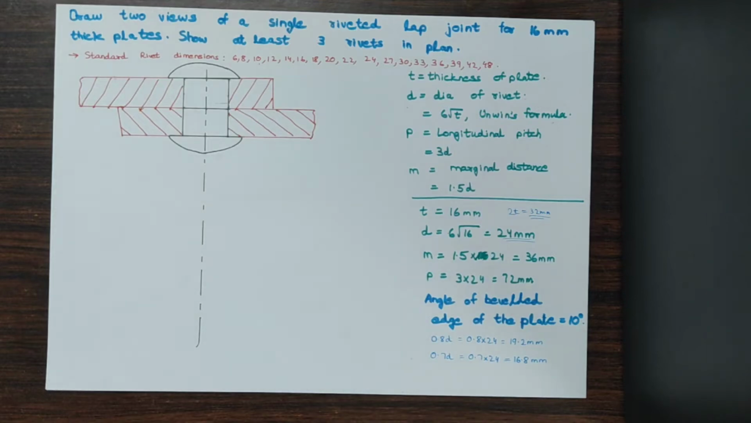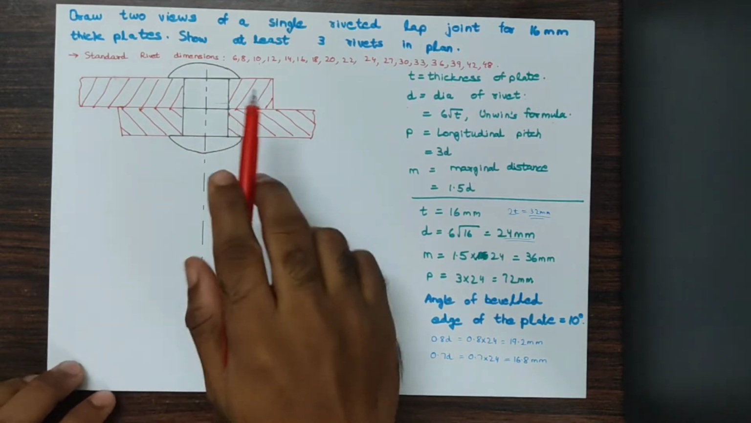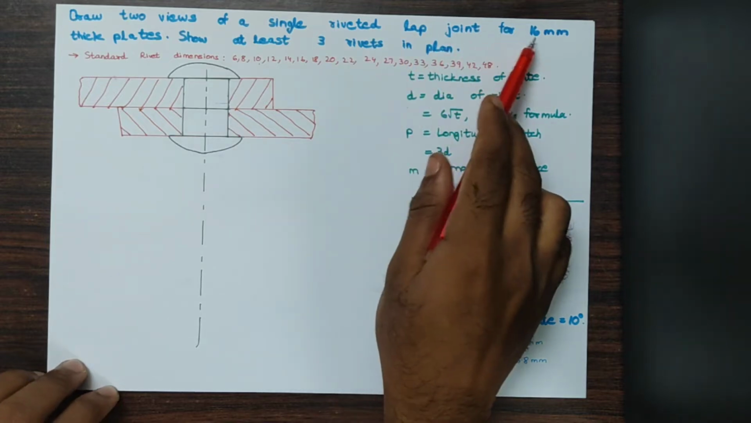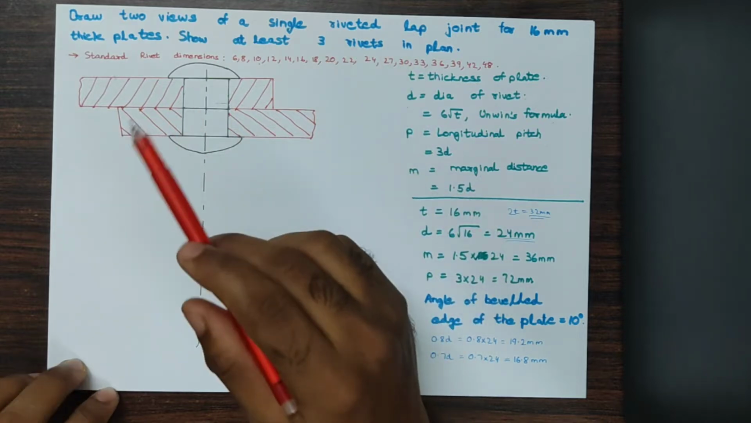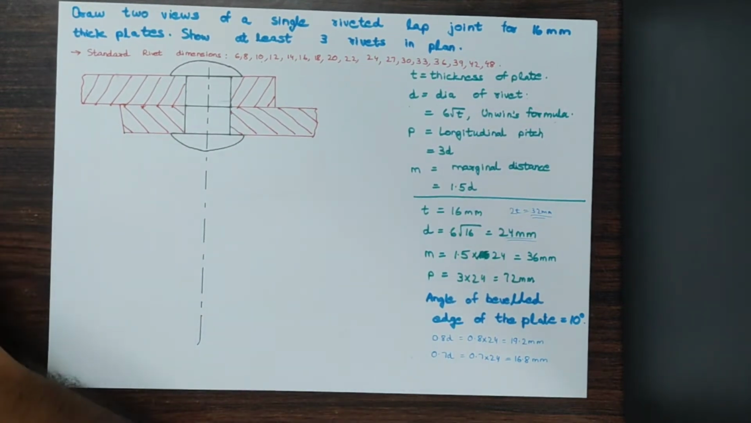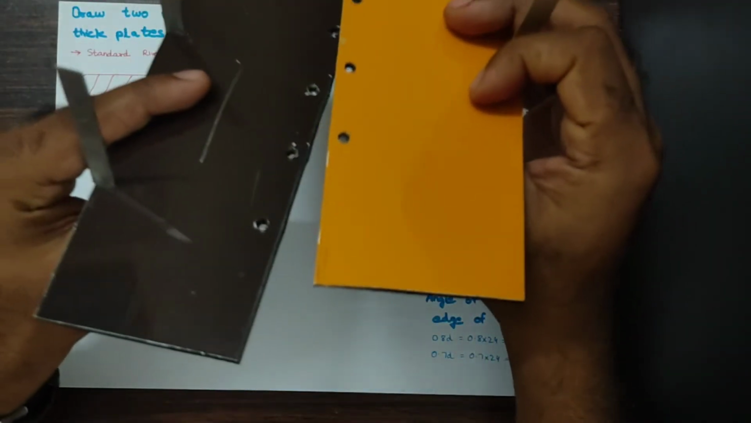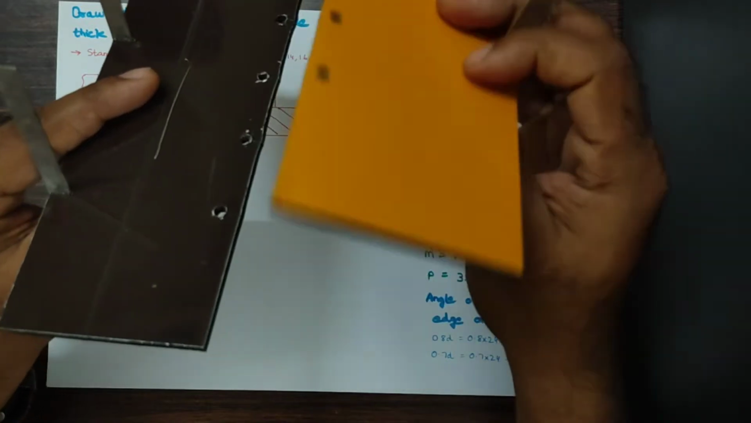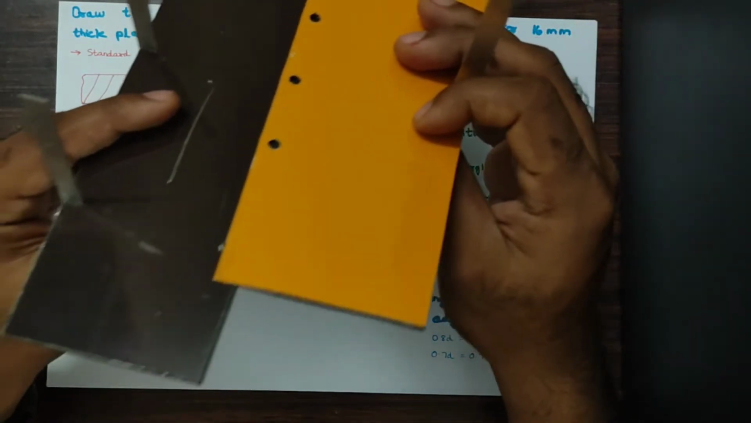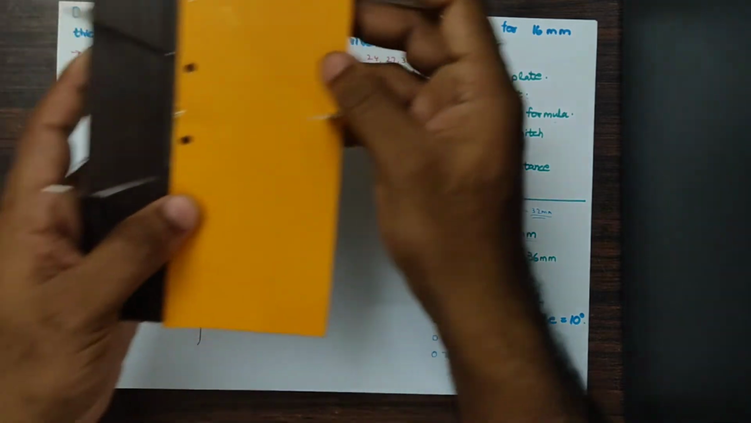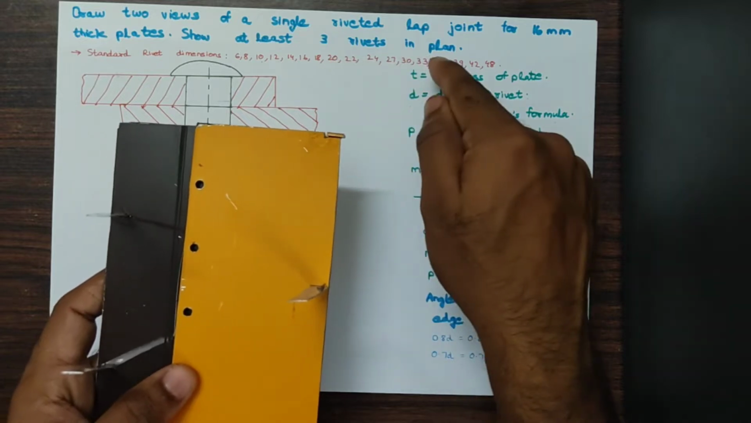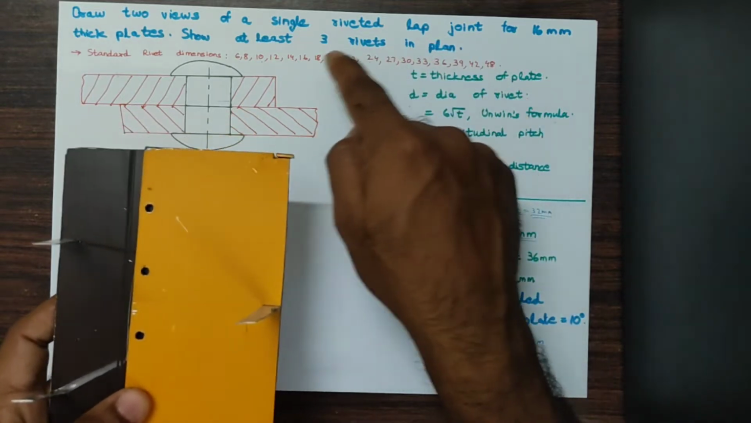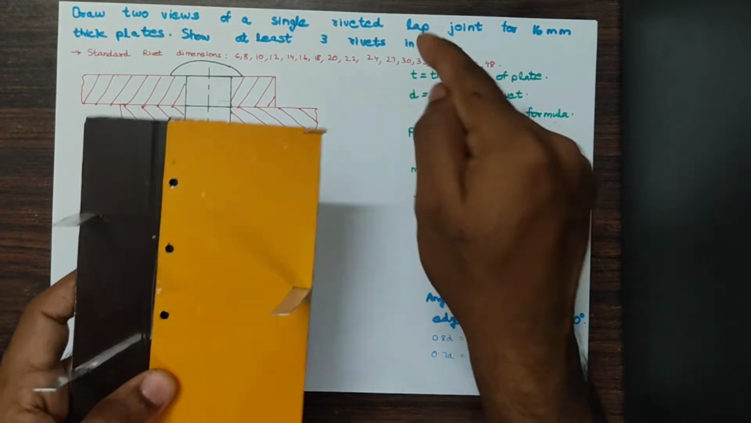Hello all. In this question we are supposed to draw the two views of a single riveted lap joint for 16 mm thick plates, and we are supposed to show at least 3 rivets in plan. So basically I am having two thick plates with dimensions 16 mm. Say these are my two plates and the thickness of each plate is 16 mm, and I am going to join these two plates with the help of a rivet, and they are saying that we are supposed to join these plates with 3 rivets.